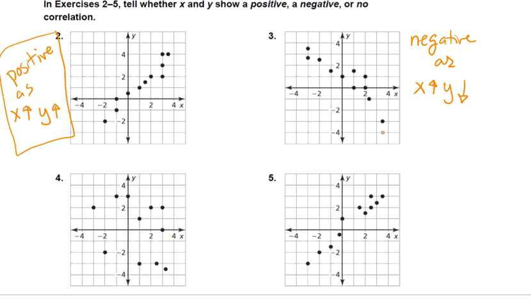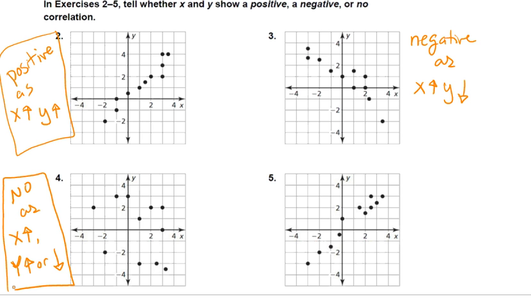I want you to try number 4 and number 5 on your own. Go ahead and push pause, and when you're done, push play, and let's see if you are right. For number 4, we're going to have no correlation, because as x increased, y went up or down. And for number 5, you should have gotten a positive correlation, because as the x increased, so did our y's.